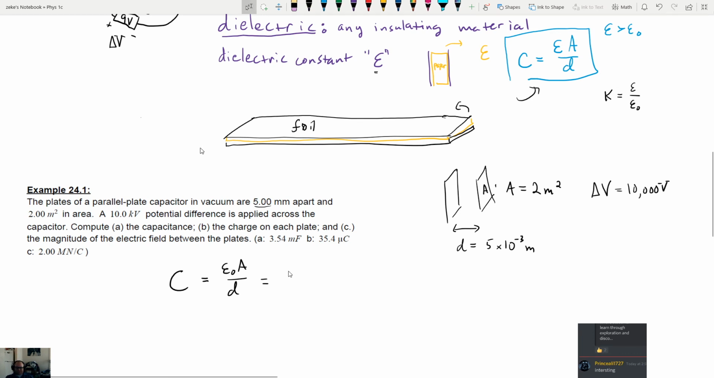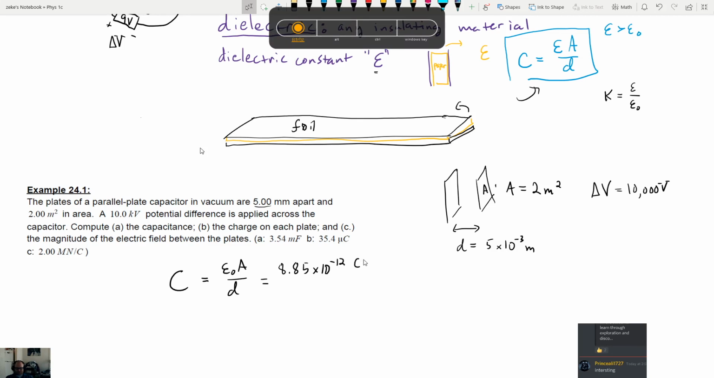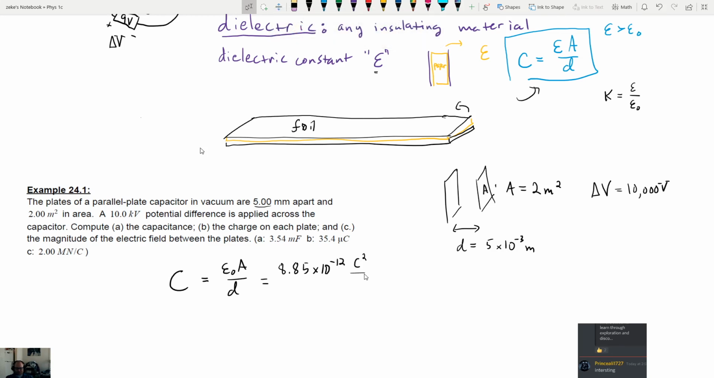You plug in the numbers. Epsilon naught is this number. Let's see, what are the units for this? Coulombs squared over Newton meters squared. Okay, that's epsilon naught. We multiply that by the area of the plates, which is 2, and divide by the distance between the plates.